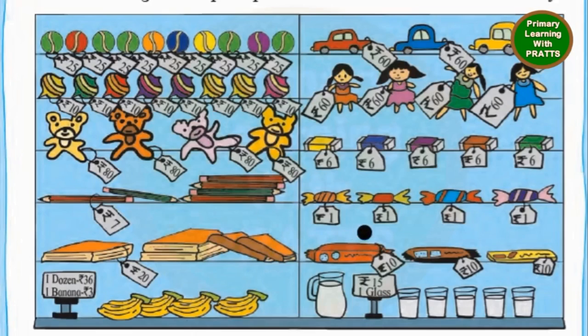Then we have chocolates, which are each for rupees 1. Then we have some packets here which are for rupees 10. I am not sure what these are. Pencil boxes or something. If you know what they are, please tell us in the comment section what exactly these are. Maybe you children know. And we have milk here, which is 1 glass for rupees 15. Now let's see how we are going to use them.